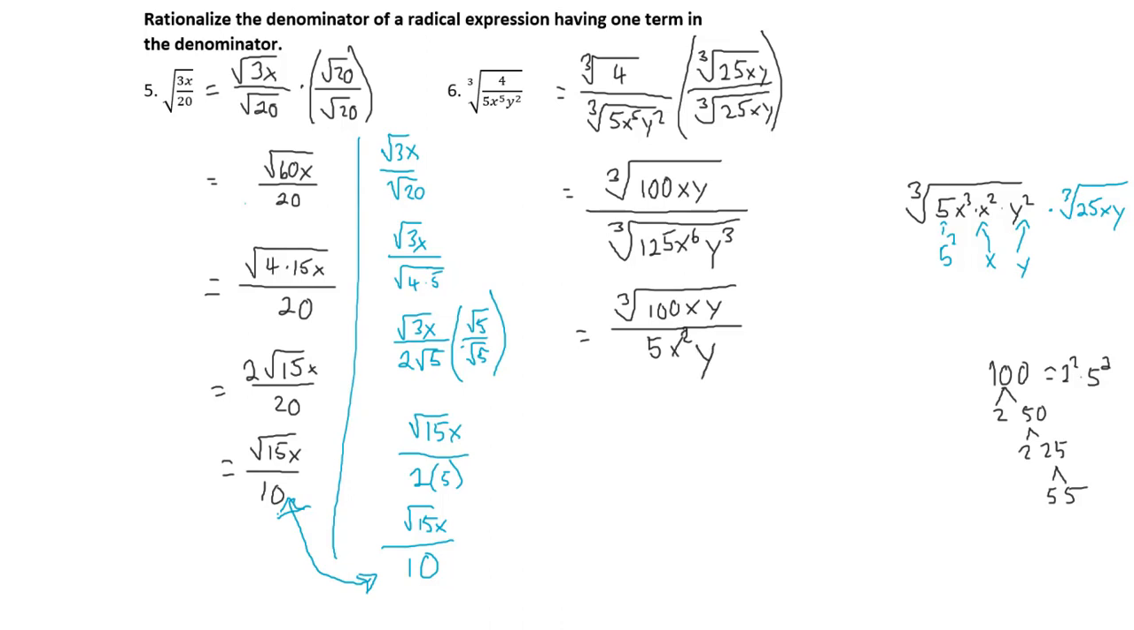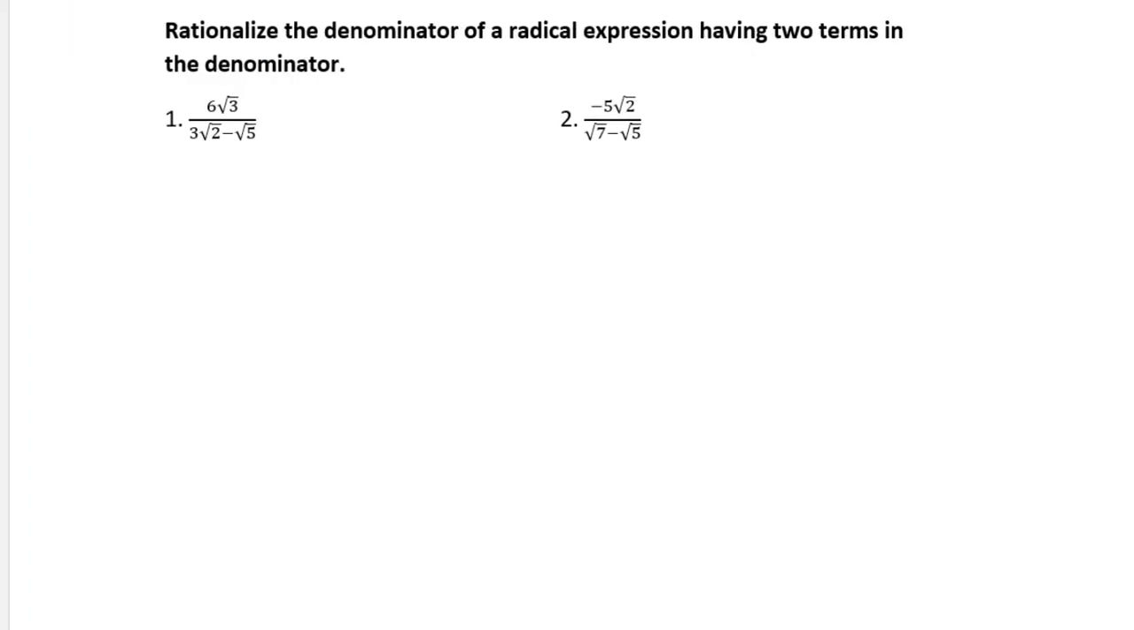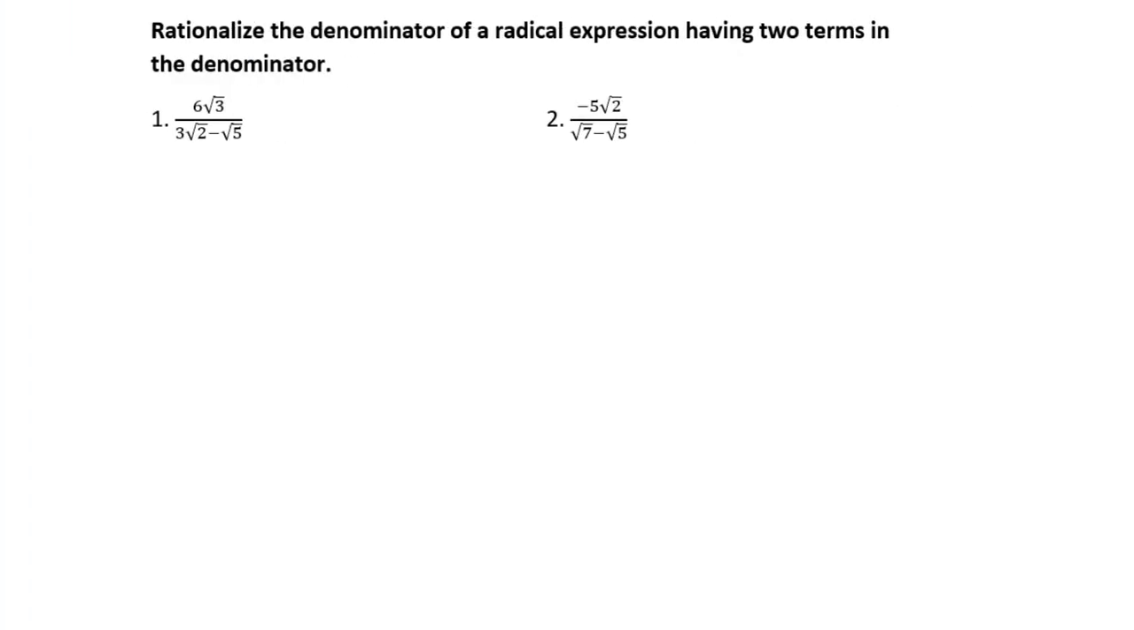All right, let's look at some more examples. So now we have two terms, and in order to get rid of those roots that are on the bottom, we multiply by the conjugate. I talked about the conjugate at the very beginning, and basically what happens is if we have a plus b, we multiply by a minus b. Or if we have a minus b, then we multiply by a plus b. That is the conjugate of it.